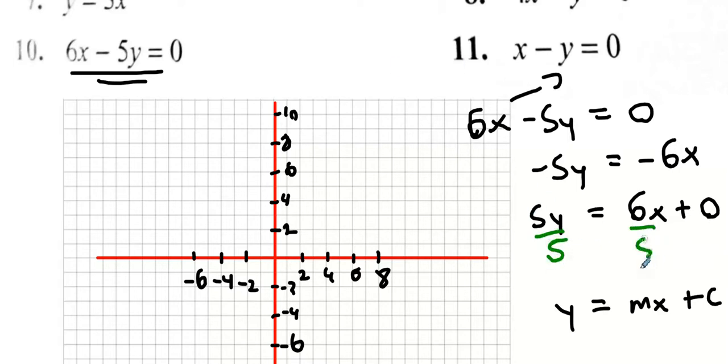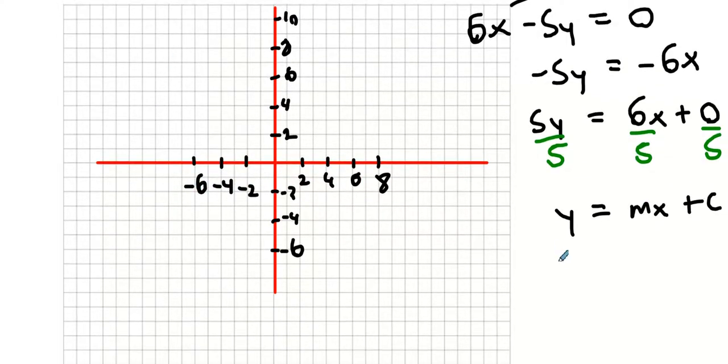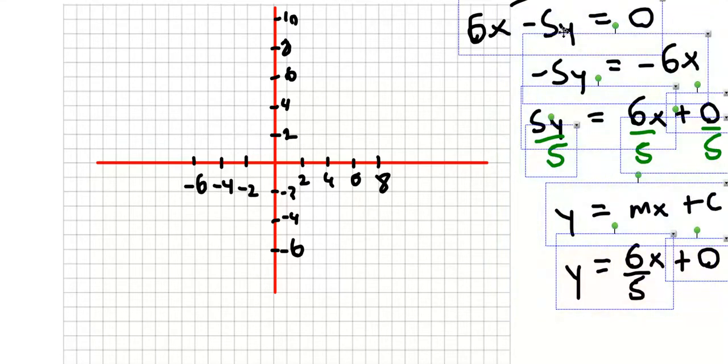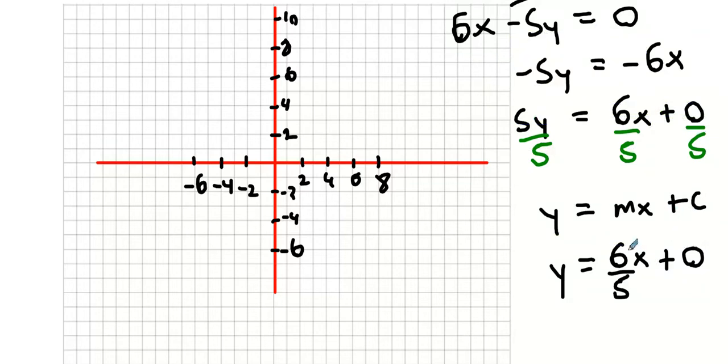So what happens when you divide 5y by 5? You get y, don't you? What happens when you divide 6 by 5? Just 6 over 5, isn't it? And what happens when you divide 0 by 5? 0. Now, question for you. What point do I know straight away? Which point is guaranteed? Who said 0, 0? Excellent. The y-intercept value is 0.